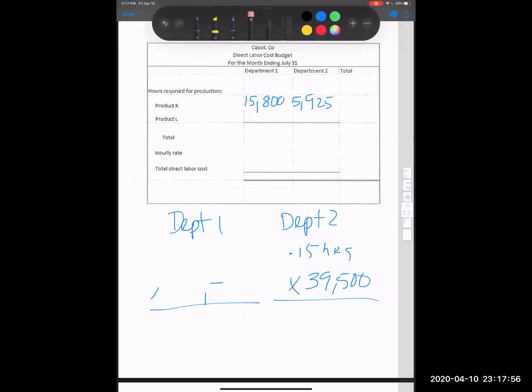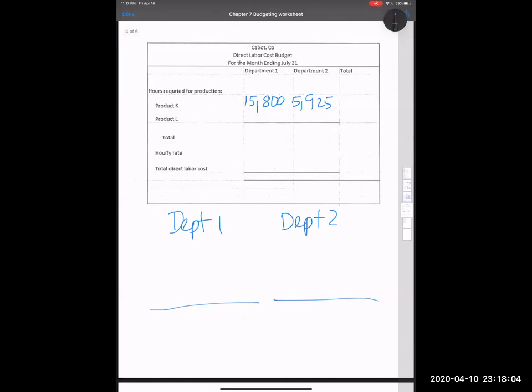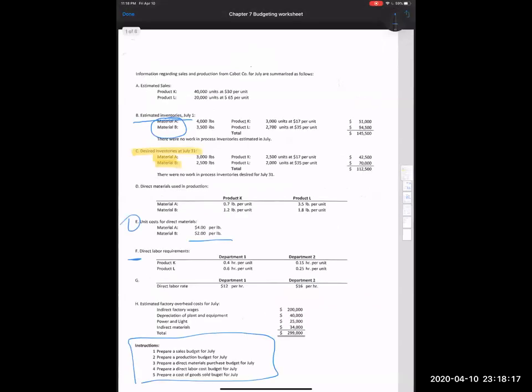Okay, now we're going to do the same thing for product L. So I'm going to erase this. So as established before, we said that product L is a total number of units that we're going to multiply times 19,300. Now, very similar to product K, product L must also go through 2 departments, department number 1 and 2. And here are the rates or the hours needed to complete product L. So you need 0.6 hours and 0.25 hours in each of the departments.